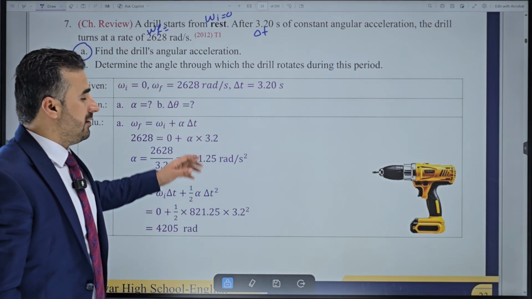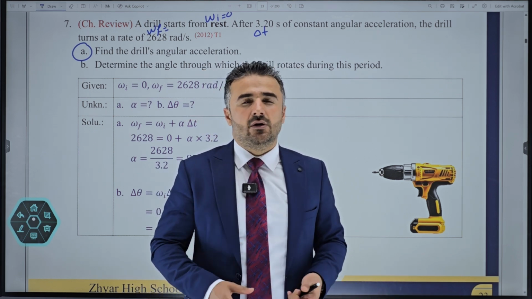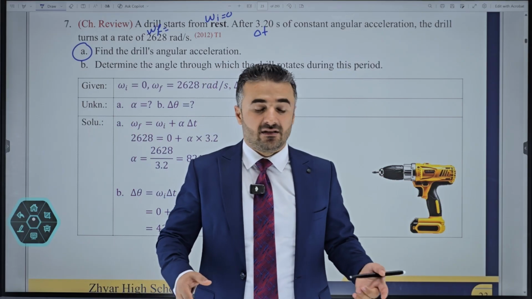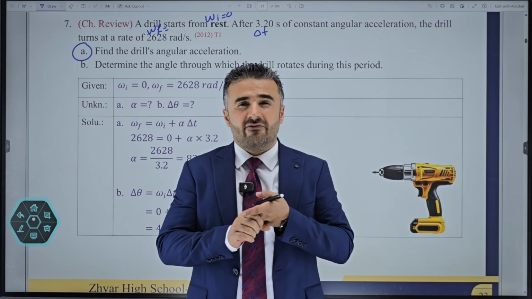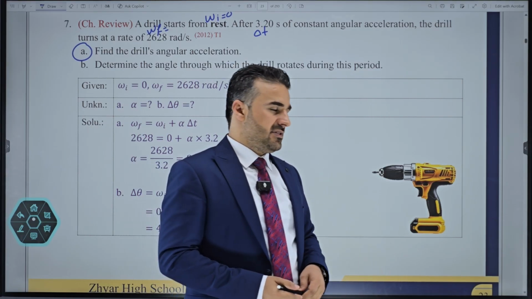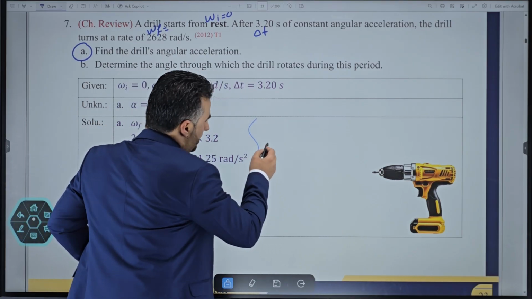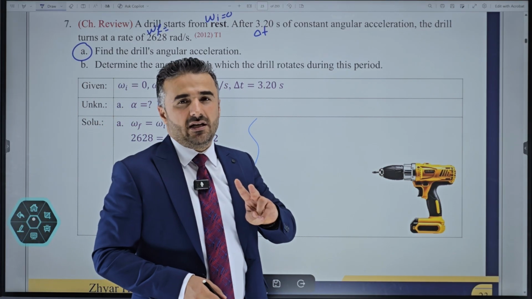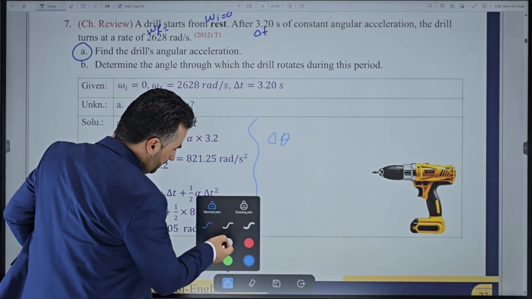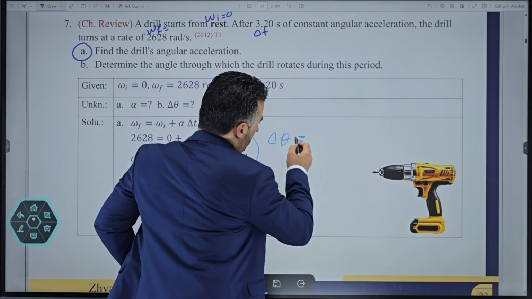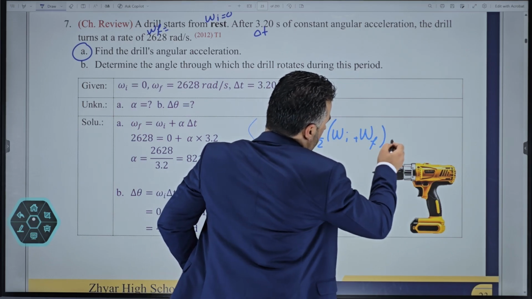Because you have initial, final, and delta t, and you found angular acceleration, you can use any equation with angular displacement in it. That means you can use the second equation, the third equation, or the fourth equation, as long as you have all the information, which you do at this point. So to find delta theta, which one is the easiest? The second equation. Why? Because it doesn't require a lot. So delta theta, don't forget, is equal to 1/2 times omega initial plus omega final, times delta t.